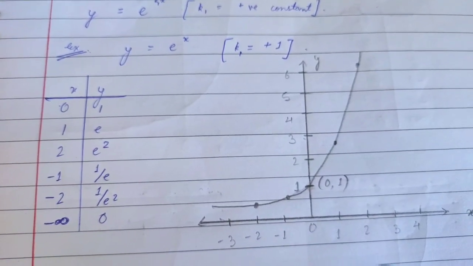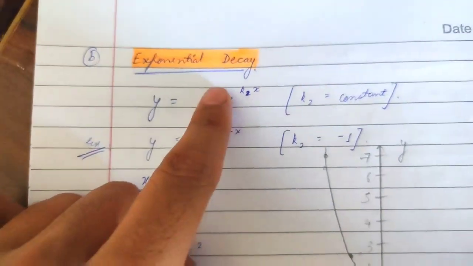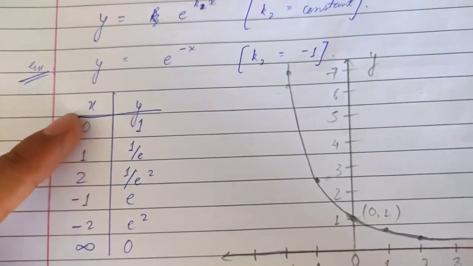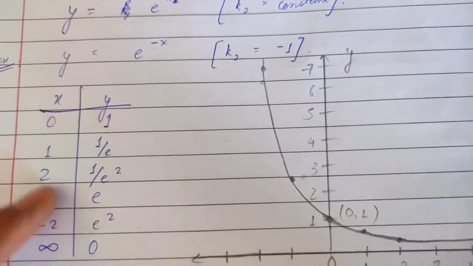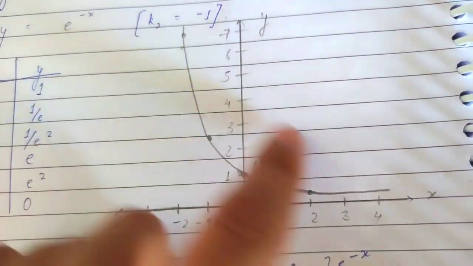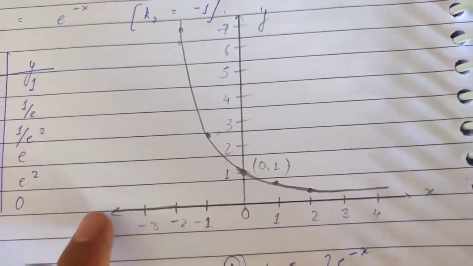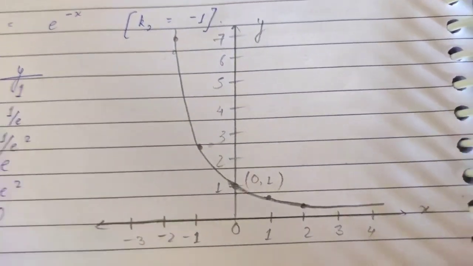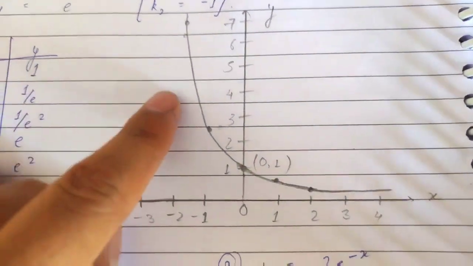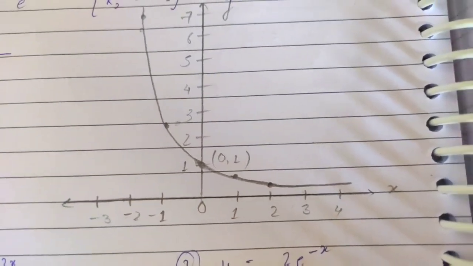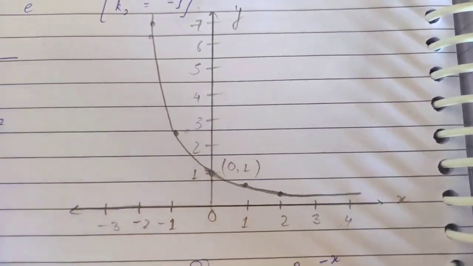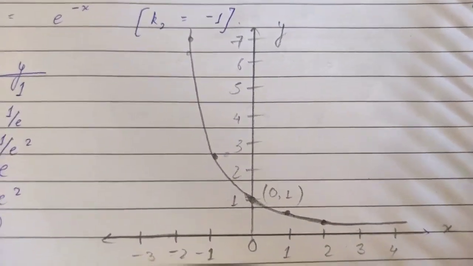Next type of graph is exponential decay. Here we are taking k as minus 1, so y equals e to the power minus x. We again plot the points and get the values of y, and after connecting these we get a graph like this. It is going downwards in the positive x direction, so that is why it is called exponential decay. It will not cut the x axis at any point, so here also it will be parallel to the x axis.